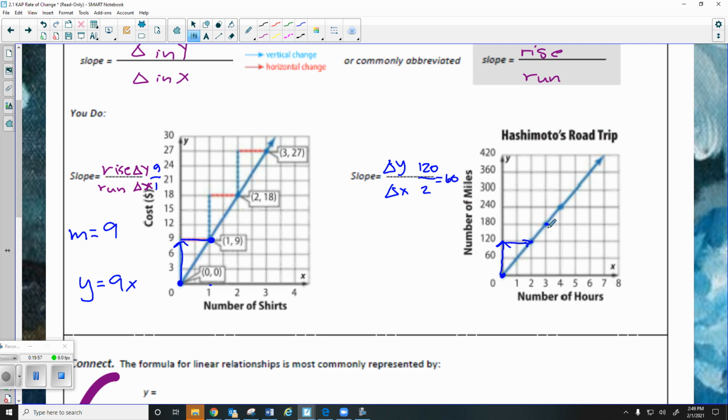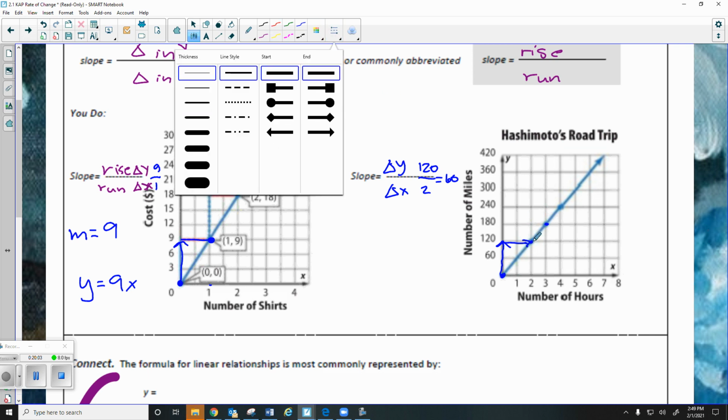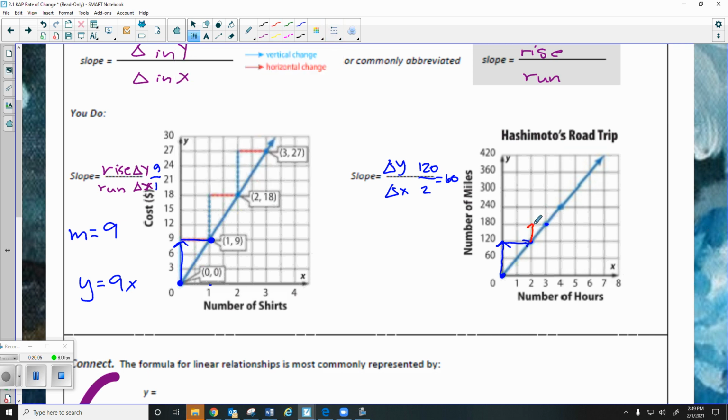Now, what if I had these two closer points? Let's figure it out. Okay, let's see if it changes. Okay, from 120 to 80, that's plus 60. From this to this, that's only moving 1. So rise over run, 60 over 1. Hey, look, it's the same thing, okay? Because it's that straight line, it is going to have a constant rate of change.